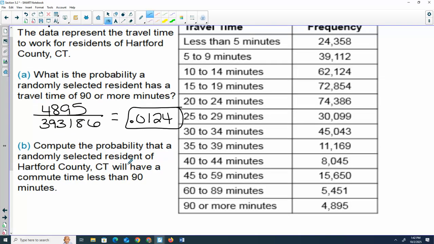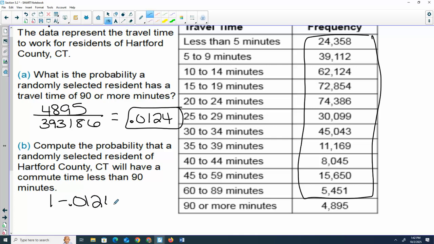Compute the probability that a randomly selected resident will have a commute time less than 90 minutes. So I have two options. I can add all these people, or the complement of 90 or more is less than 90, so we just have to subtract from 1, and we get 29,876. Any questions here?